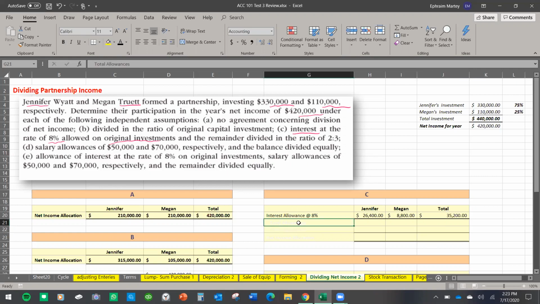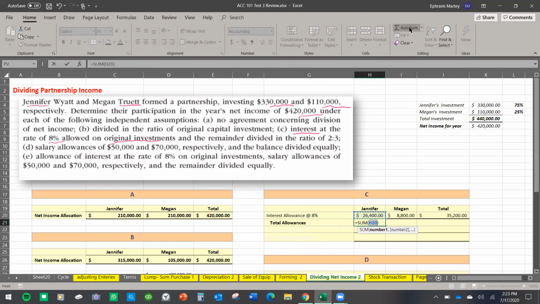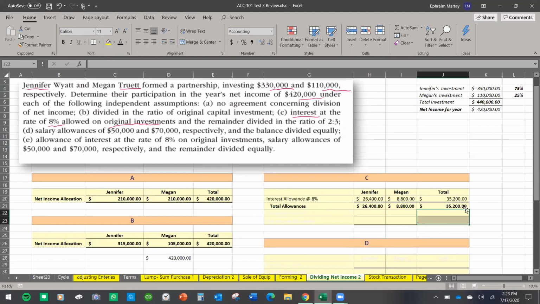So we need to find the total allowance we have given them. Our total allowance will be this one, and we can just drag this one all over here. This is going to make sense in our next one. So that's how much we have given them for their total allowance. Remember, the allowance is coming out of the net income for the year. If we have shared 35,200 for them, how much is left out of the net income? So we will take our net income 420,000 minus 35,200. That is how much is left.